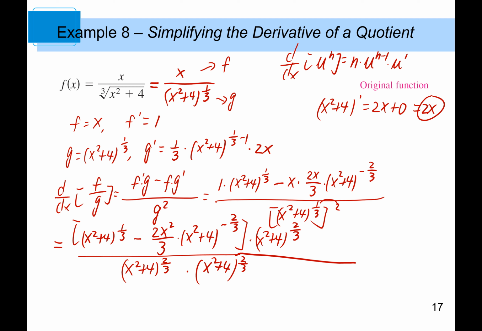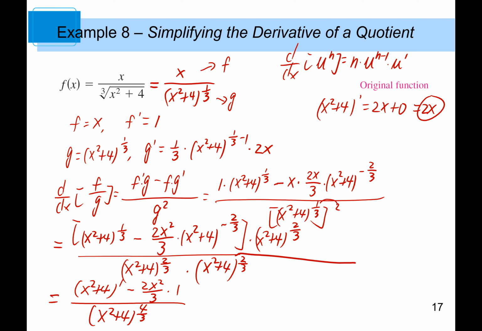Okay, so after you multiply that, the first term, x squared plus 4 to the 1/3 times x squared plus 4 to the 2/3, becomes x squared plus 4 to the 3/3, which is 1. The second term becomes 2x squared over 3, and the negative exponent and positive exponent cancel each other, so we end up with 0. x squared plus 4 raised to the 0 power becomes 1. Very good. So the denominator is x squared plus 4 to the 4/3.